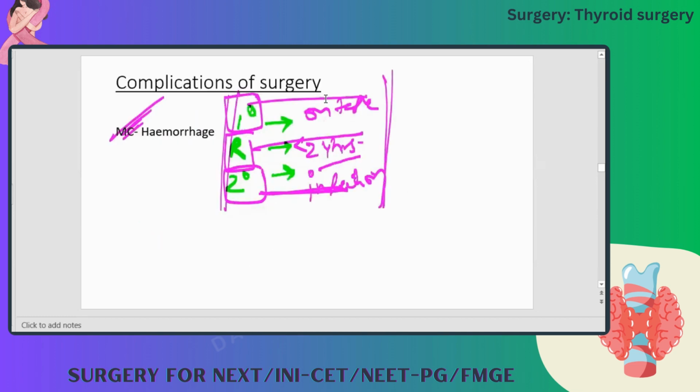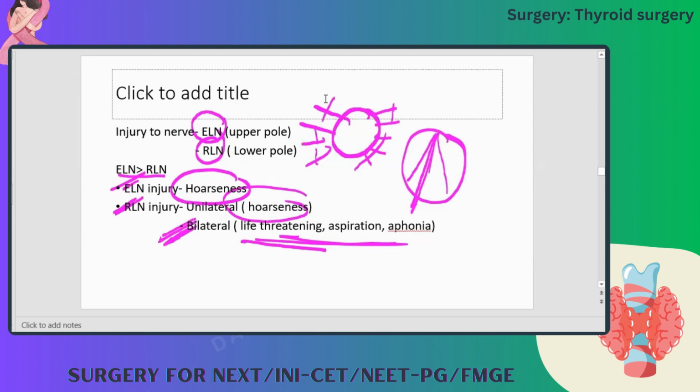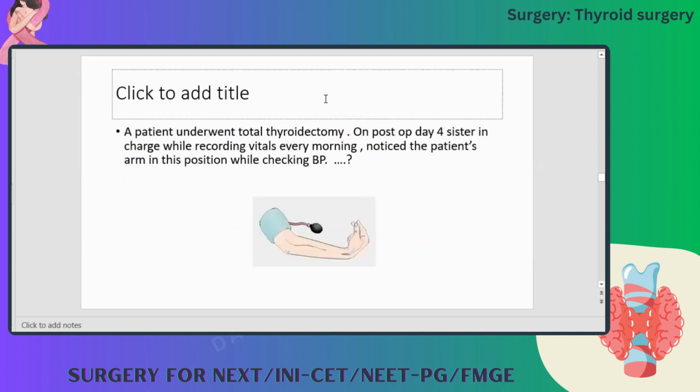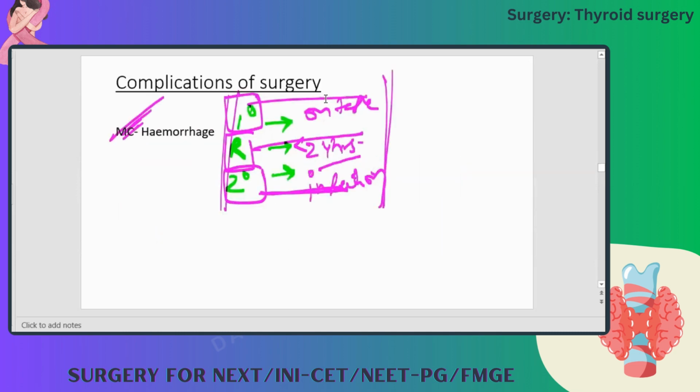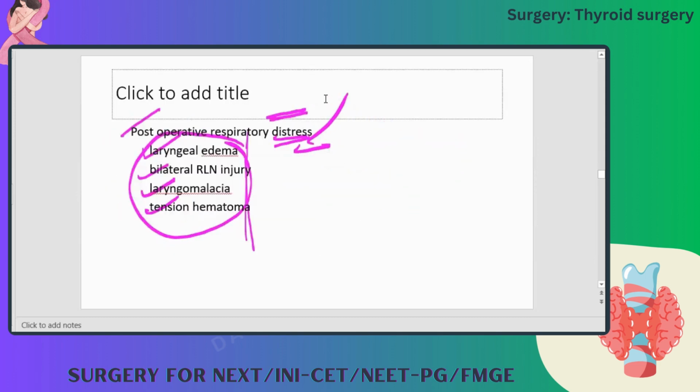Is this clear? What is hemorrhage? What are the nerve injuries? Clear? Yes, sir. So primary, is it on time, or what is it, sir? Primary is on the table. On the operating table, if some bleeding is there, it is known as primary hemorrhage. Okay?